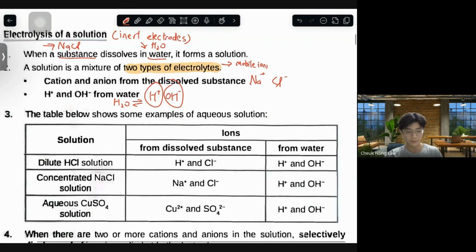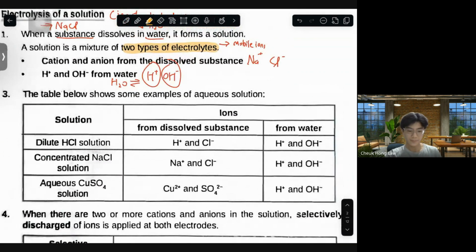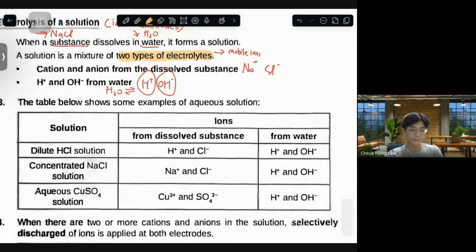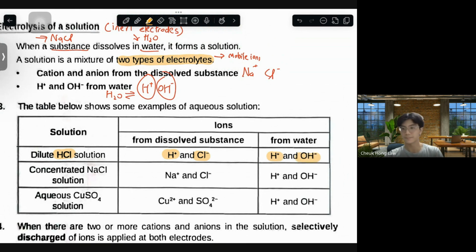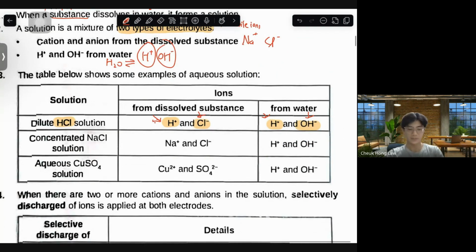Okay, let's look at other examples. Other examples of aqueous solution, you have HCl. So from the substance itself, HCl, when it dissolves, you will have what? H+ and Cl-, right? From the substance itself. And then from water, it is always H+ and OH-. So now you have 2 types of cations and 2 types of anions. But just nice, this is both H+. So it's the same cation. But you have different anions, Cl- and OH-.